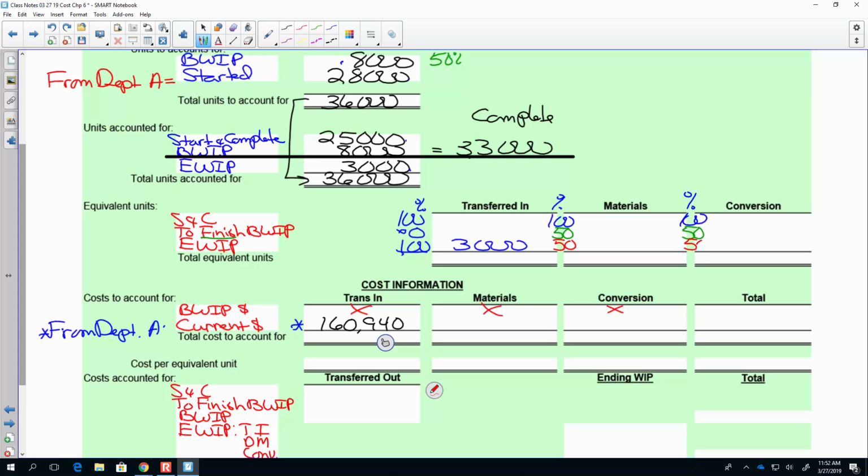But there's no relationship between ending and beginning, right? These are different units in ending. These are the 3,000. The beginning is the 8,000.